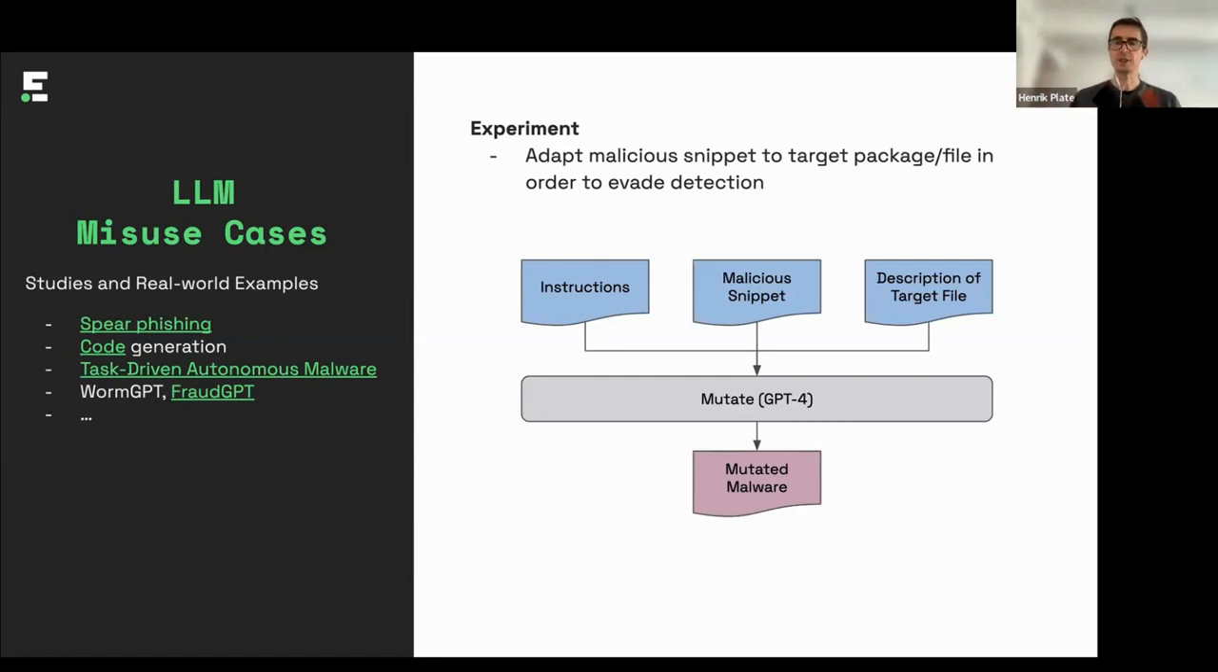As you see here in the picture, we have three inputs that we hand over to GPT-4 in this example. We have a malicious snippet in the middle; for the experiments, we used exactly the one that you have seen. We have a description of a target file, which is a textual description of a package and a file into which an attacker could inject malicious code. This could be written manually, but it could also be extracted automatically using the code comprehension capabilities of LLMs. And then we have, as always, a couple of instructions explaining to the LLM what to do. The result would be a mutated malware.